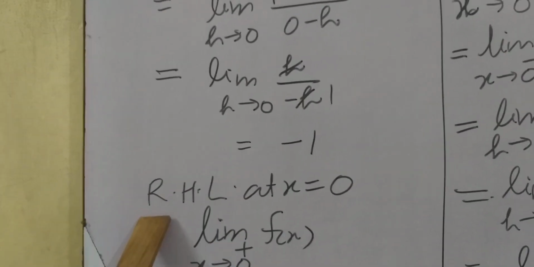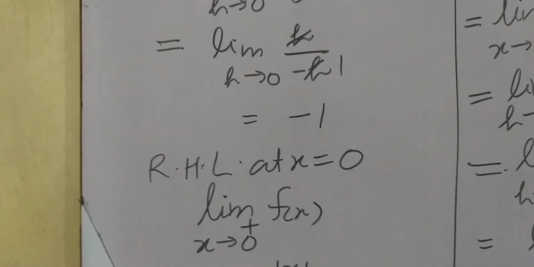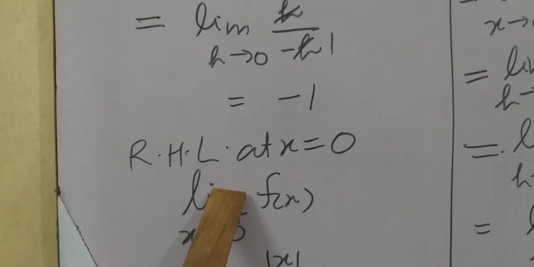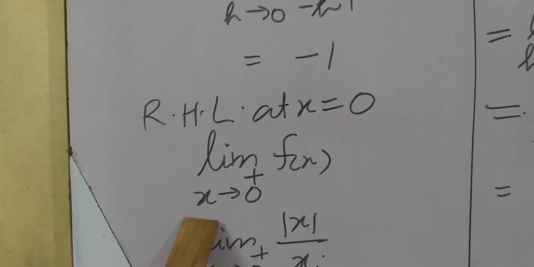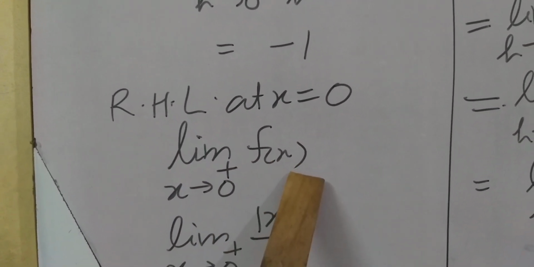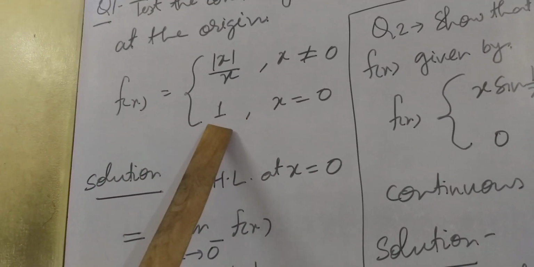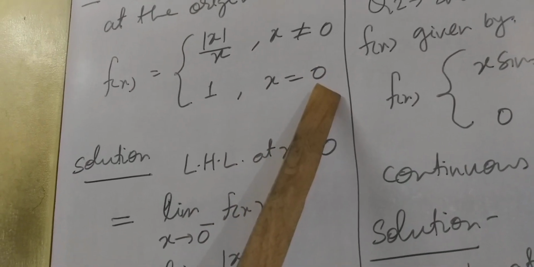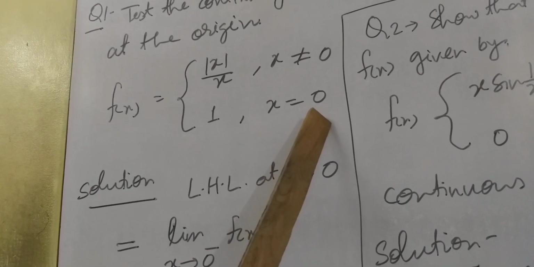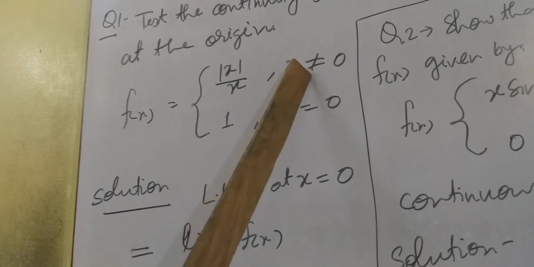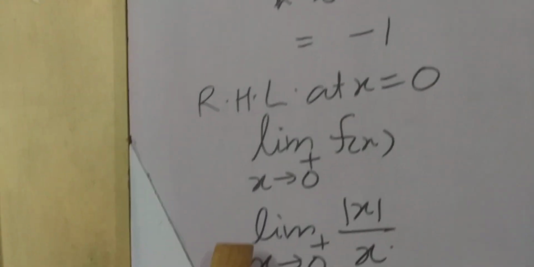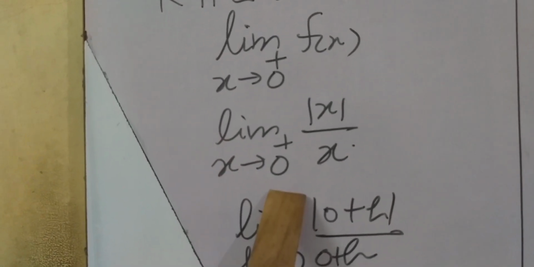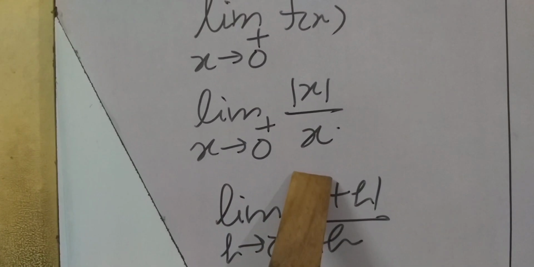Now RHL at x equal to 0, so we have to take a value little bit more than 0, limit x tends to 0 plus f(x). You can see 1 is there for x equal to 0, but we are going to take a value little bit more than 0. So then we have to apply this function, mod of x upon x. I have written here limit x tends to 0 plus, mod of x upon x.